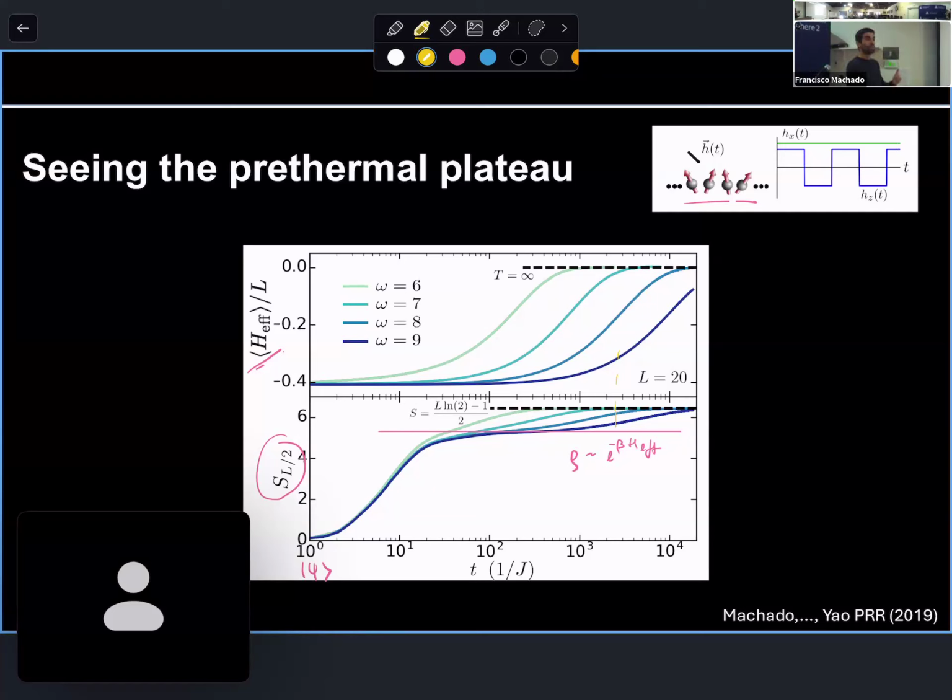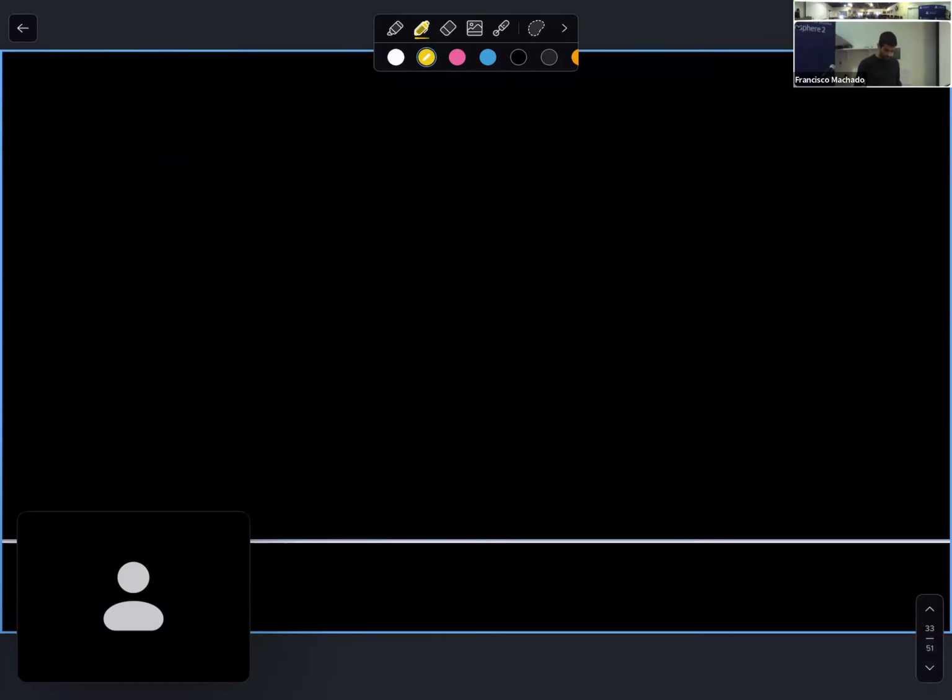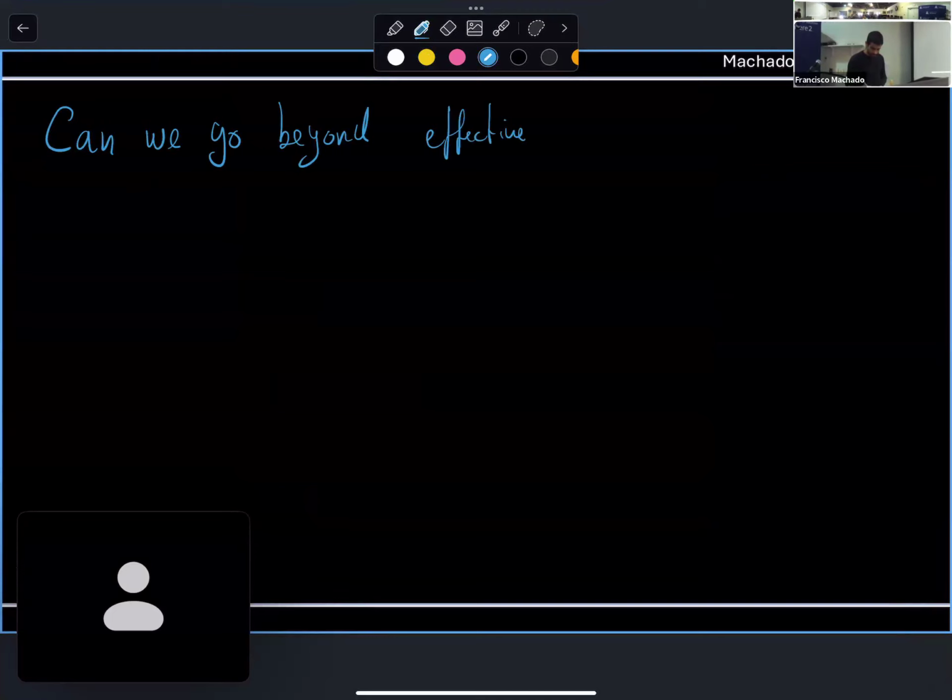So now I want to tell you that actually there's a lot of structure that you gain once you start driving a system, and that allows us to see phenomena that in principle you wouldn't be able to see in other settings. Okay. So I want to pose this as a question: can we go beyond effective equilibrium dynamics? Yes.